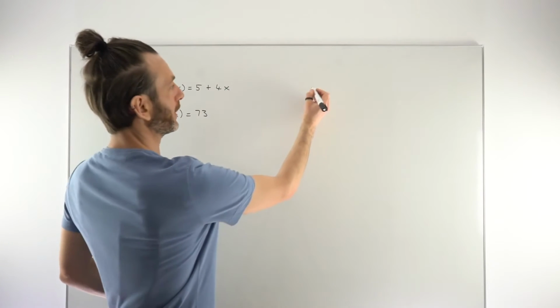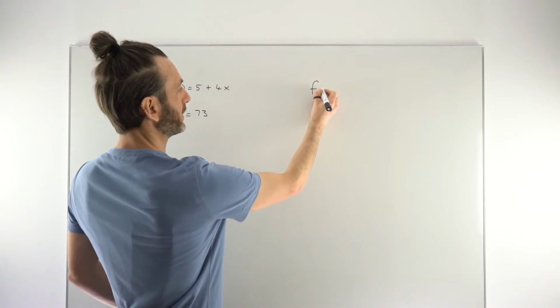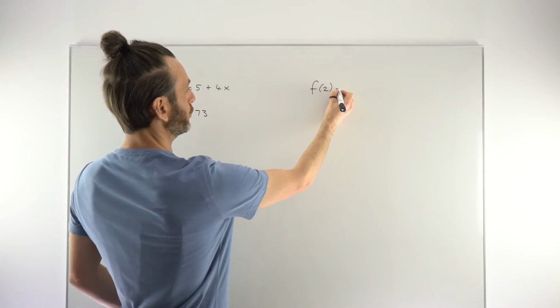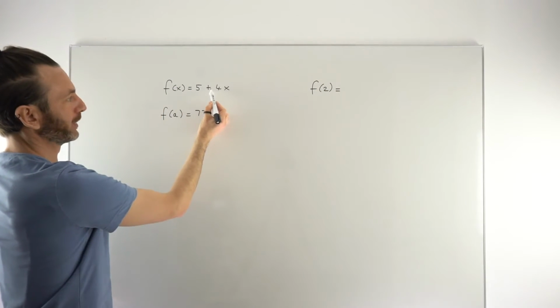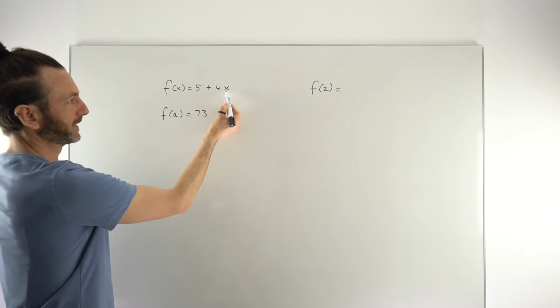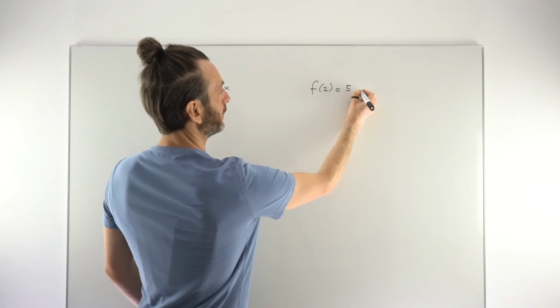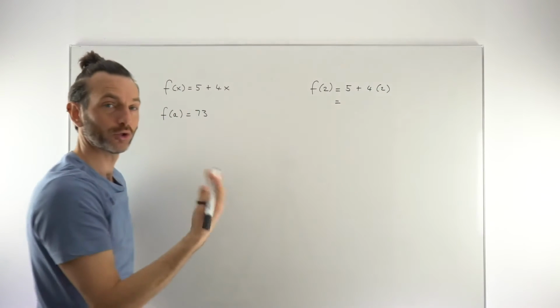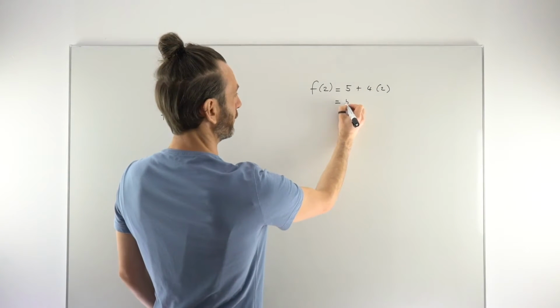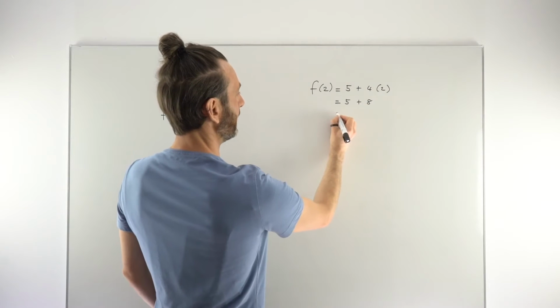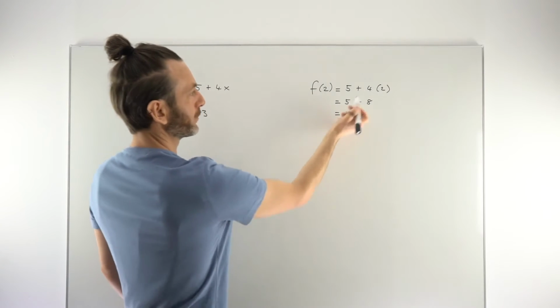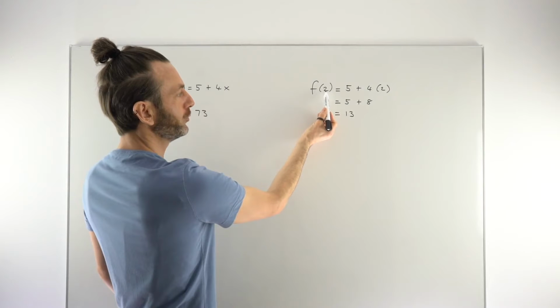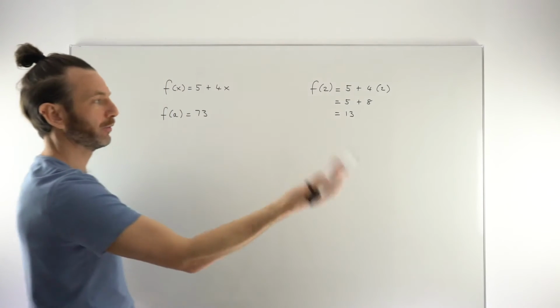So just to quickly go the other way, say the question was easier. Say they asked you to work out, say, f of 2. Well, that would mean just going 5 plus 4 times 2, so replacing the x with 2. This is not what they're asking in the question. I'm just showing this for demonstration. So this would be 5 plus 8. 5 plus 8 is 13. So in this example here, we've put 2 into the function and we got 13 out of the function.